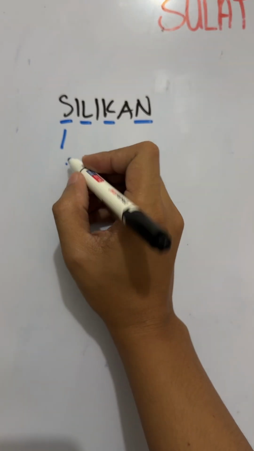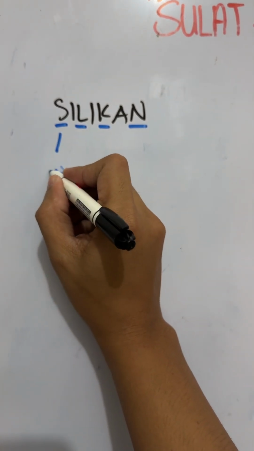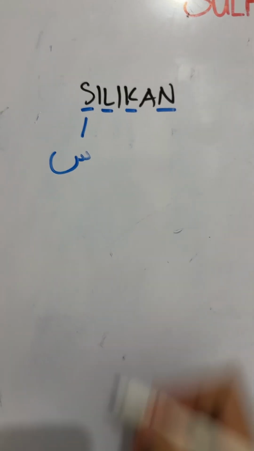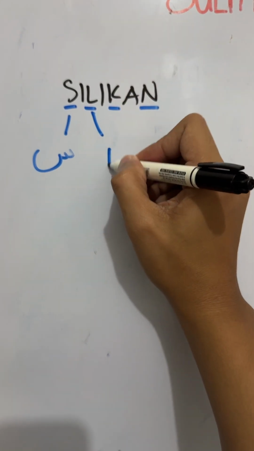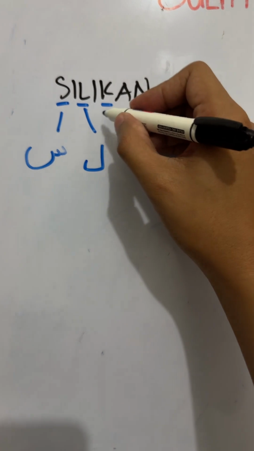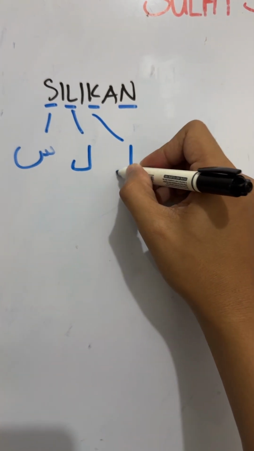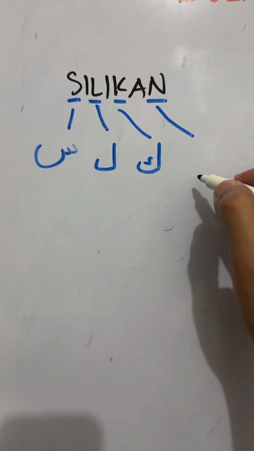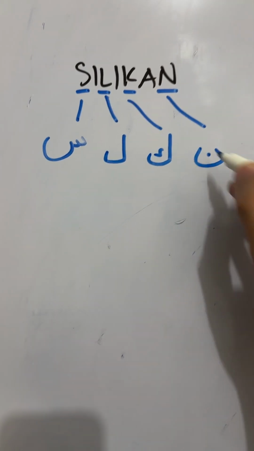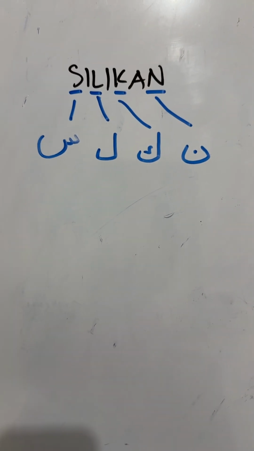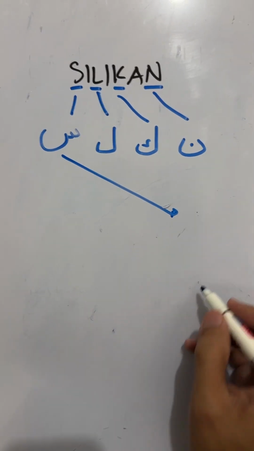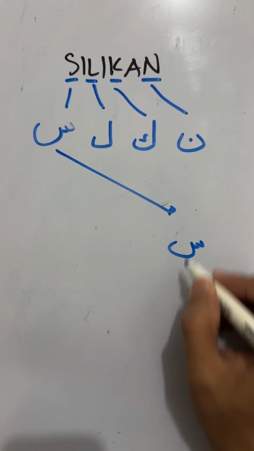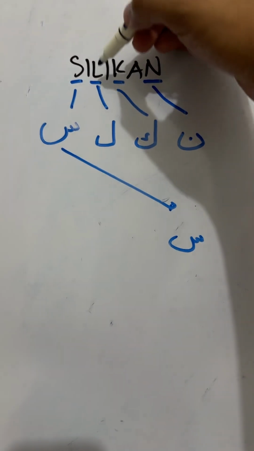So in Sulat Sūg, si is written like this. Its equivalent is sin. L is lam, written like this. K is kap, written just like the lam but with the hamza inside, and N is nun. Okay, now we write them from the start with letter S or sin, like this, and its vowel sound is E.